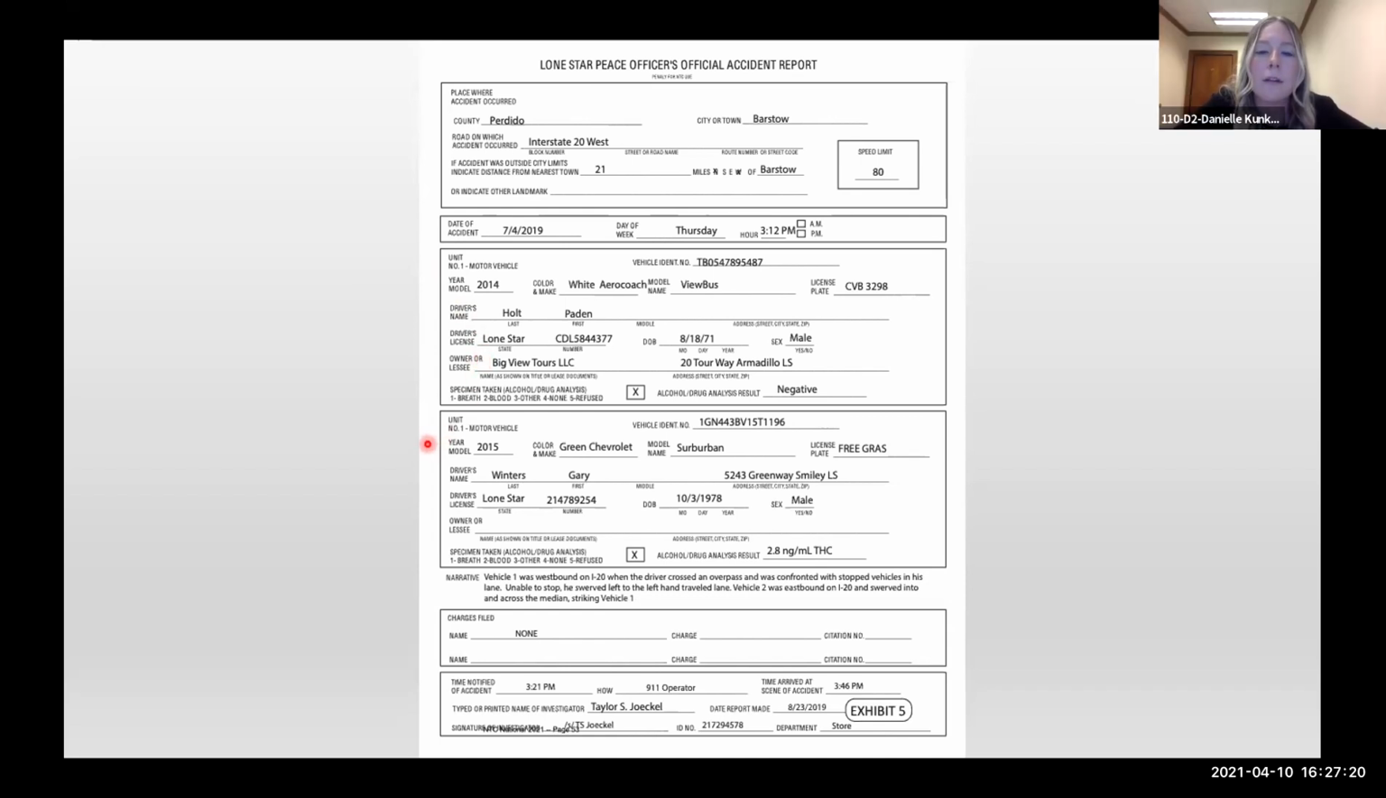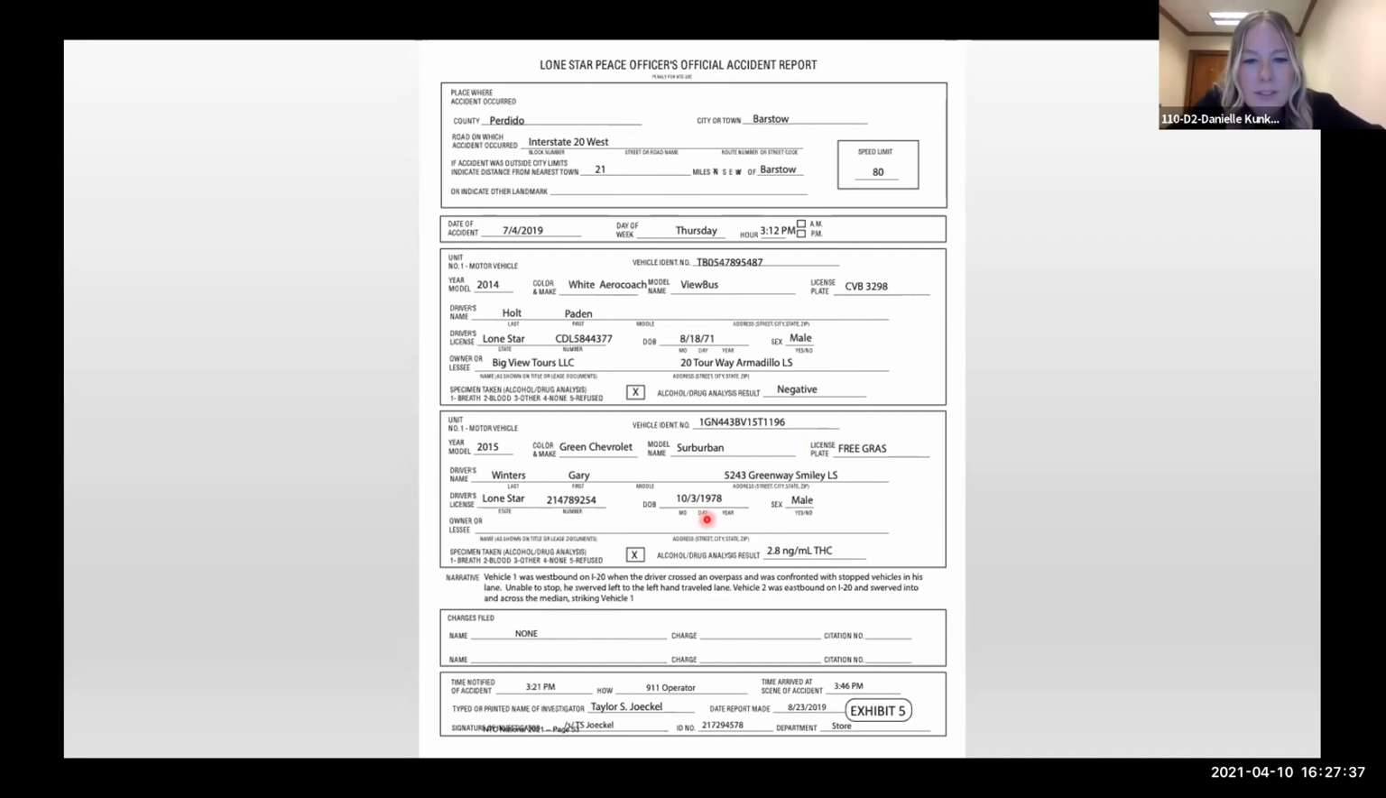All right, let's look at the second vehicle. What kind of car was that? It's a 2015 green Chevy Suburban. Who was driving that vehicle? Gary Winters. And what did his license plate say on that SUV? It said free grass.